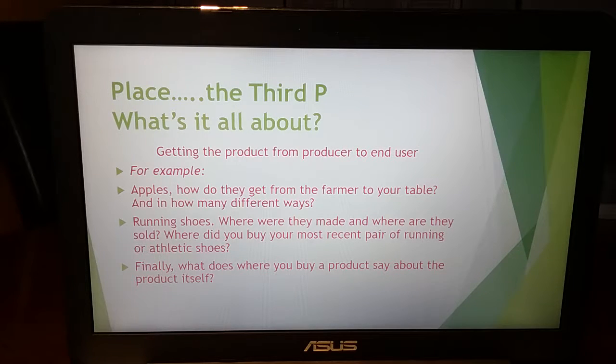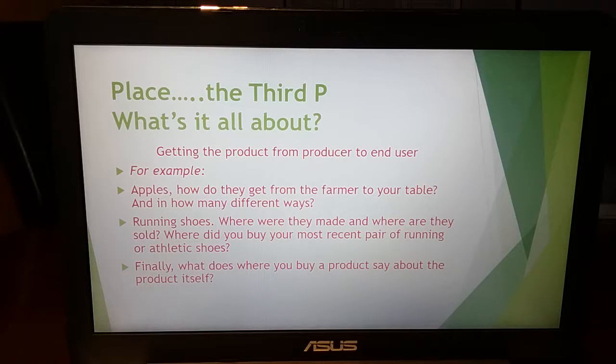So we'll talk about apples. How do they get from the farmer to your table? How many different ways? You can buy them at a fruit stand. You can buy them at the grocery store. They can go through a restaurant. Running shoes, where are your running shoes made? Where are they sold? All that kind of stuff.